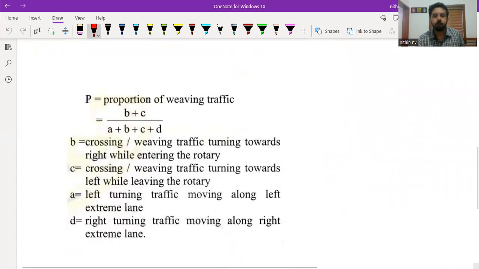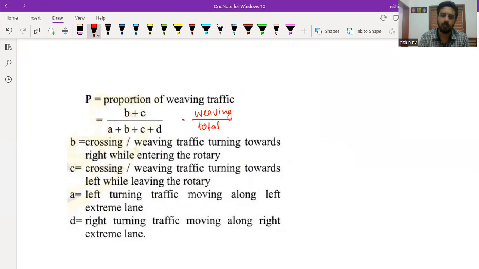So in this equation, in the question they can directly give you how many vehicles are in the weaving operation, or what the weaving traffic is and what the total traffic is. Directly they can give this. If they are giving it directly, then there is no point of calculating anything. Directly we can take the ratio and substitute there.